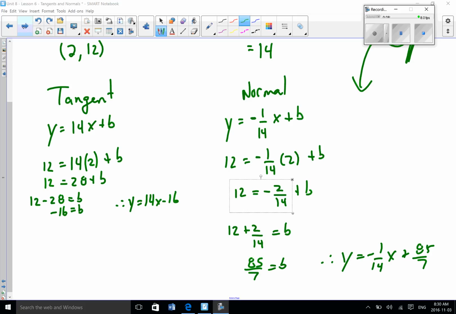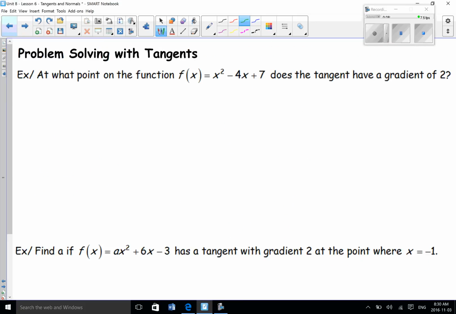Now we're going to try to do a little bit of problem solving with this. Okay, so I need to do a little bit of thinking. What kind of information am I getting? What kind of information do I need? What kind of information can I figure out? So I want to know in this example, at what point in the function, so we have a parabola, we'll make a pretend picture here again, a parabola. Well, at what point does a tangent have a gradient of 2?